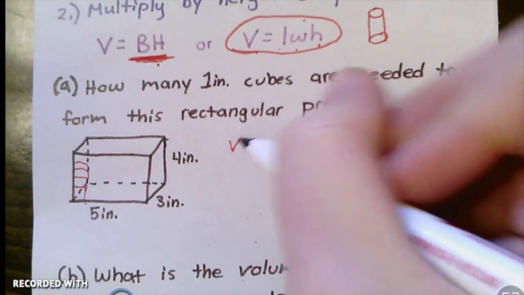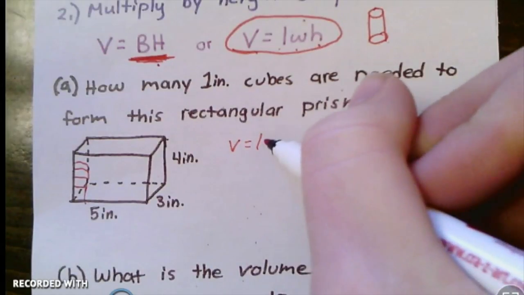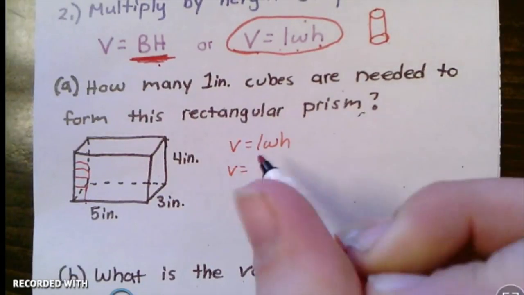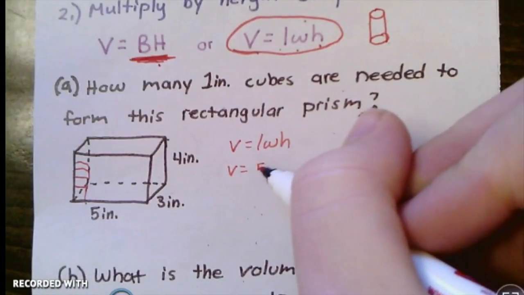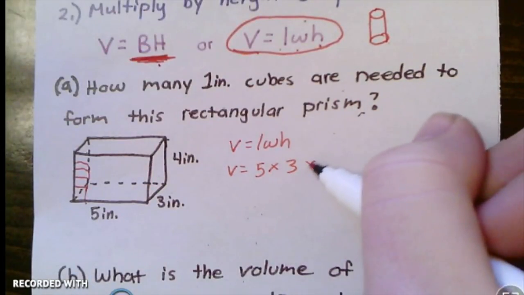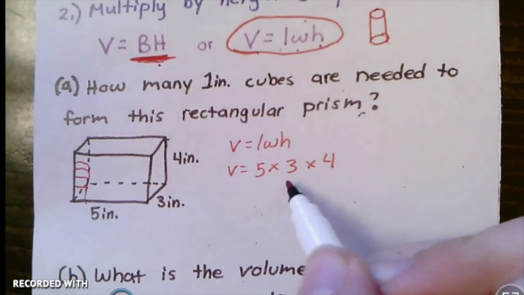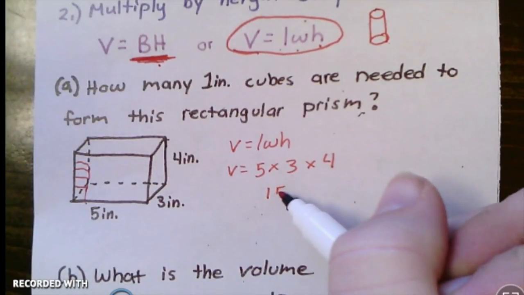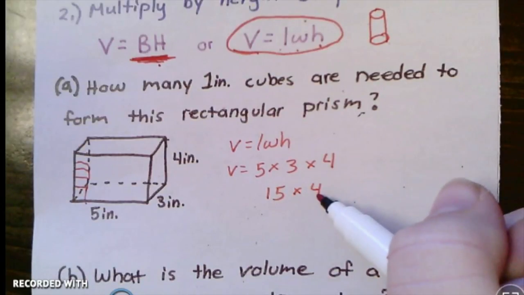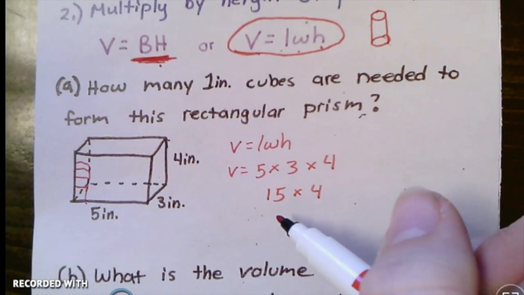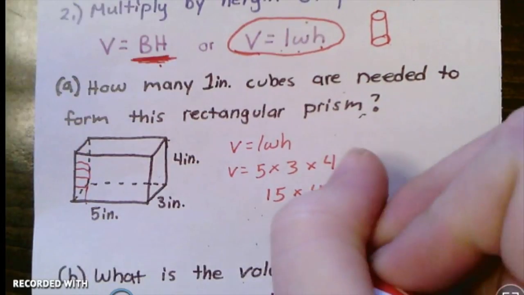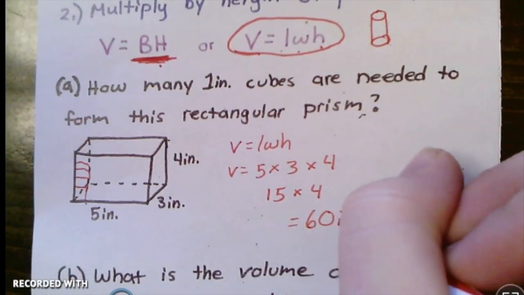If we do V equals length times width times height, I'm going to sub in, I've got 5 times 3 times 4. And what are you noticing? You're just going to multiply all three numbers they give you. Finding the volume of a rectangular prism is so easy. It's wonderful, okay? So now we got 5 times 3 is 15. 15 times 4, well 15 times 2 is 30, and 30 times 2 is 60, so this is going to be 60. I need my label.